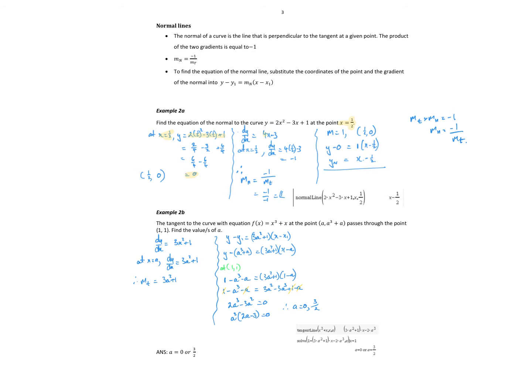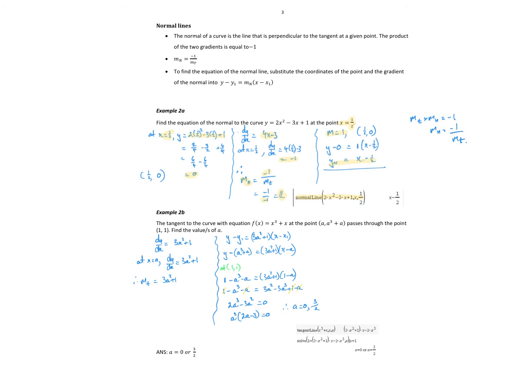Now I've got the point, I need a derivative for the gradient. So the derivative is 4x minus 3. At x equal to half, I get m equal to -1. So the tangent line has a gradient of -1. So the normal line is -1 over that, which is +1. So I want to work out the equation of a straight line that has a gradient of 1 that goes through the point (half, 0). Substitute that in, I get y normal equals x minus a half, which again is what our calculator gives us.